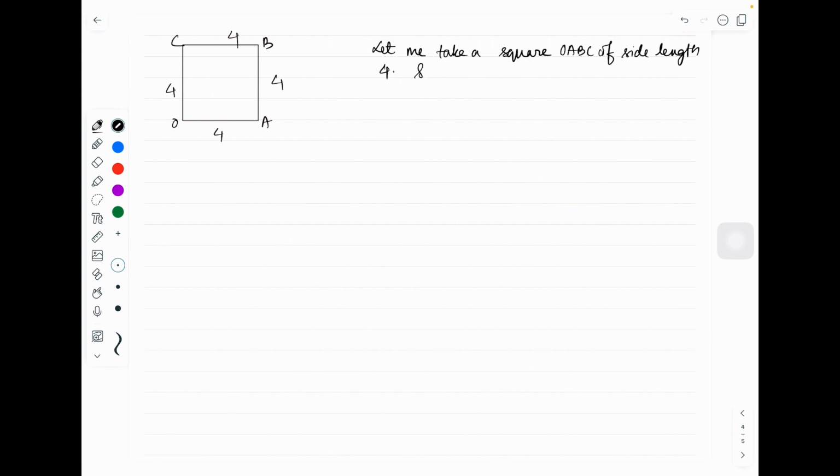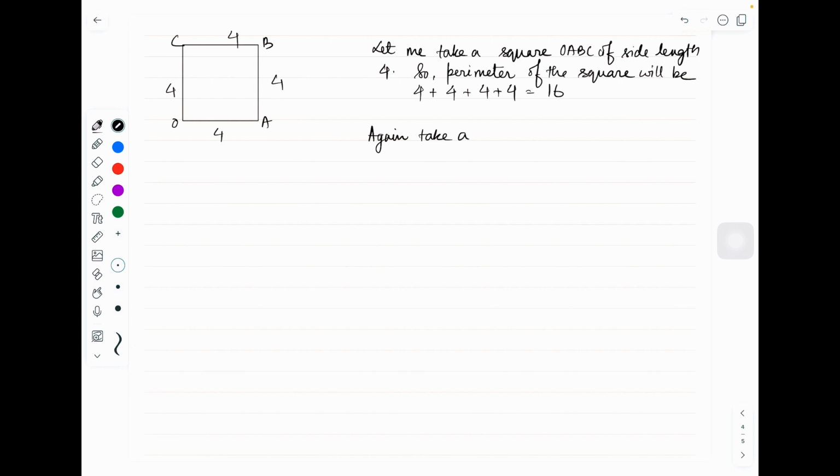So the perimeter of the square will be how much? See, perimeter is what? The length of all the sides. So 4 plus 4 plus 4 plus 4, that is 16. Understood?